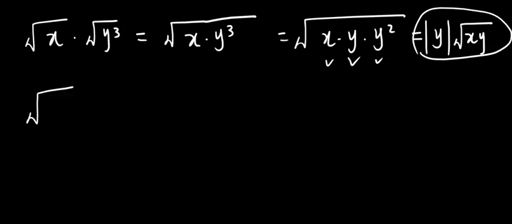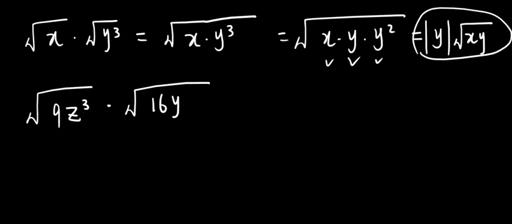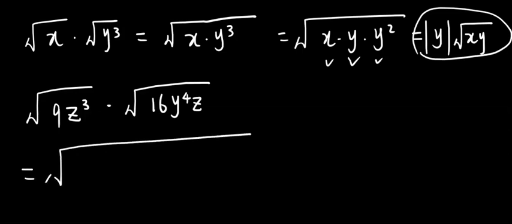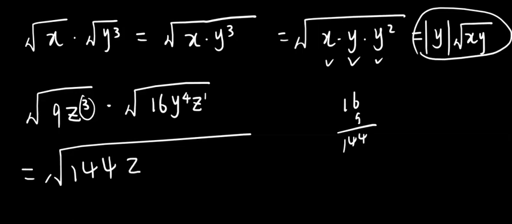How about we have the square root of 9z to the third power times the square root of 16 y to the fourth power z to the first power. Alright, by the rule, we can say 9 times 16. 9 times 16 really quick. 16 times 9, okay, that's 144. And then z to the third power times z to the first power, that's z to the fourth power, and y also to the fourth power.